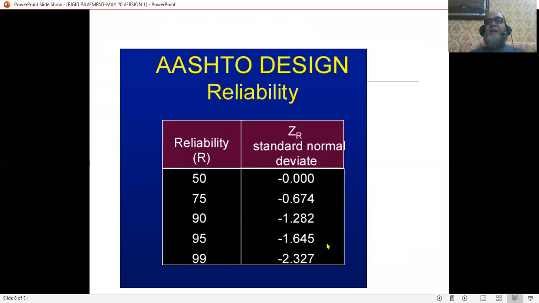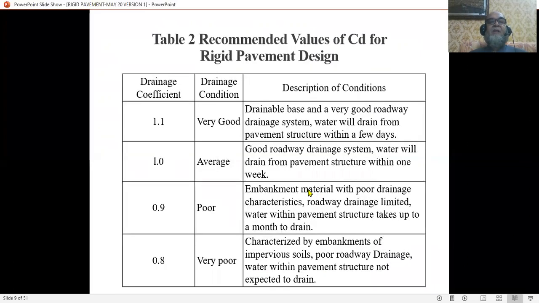You must be wondering that in the previous example we didn't use this value, likewise here, but this is for your knowledge purpose. At this level, since we will be using a nomograph, the value of the standard normal deviate will not be required. The drainage coefficient, again, you can take any value between 0.8 to 1.1, but normally we take 1.0 as a good value of drainage design.